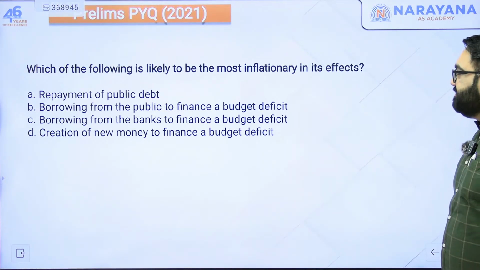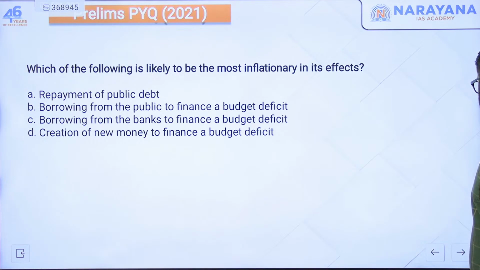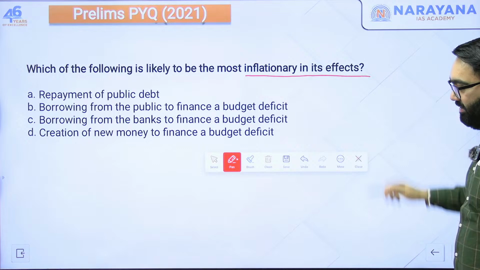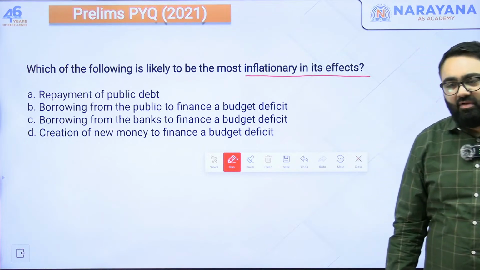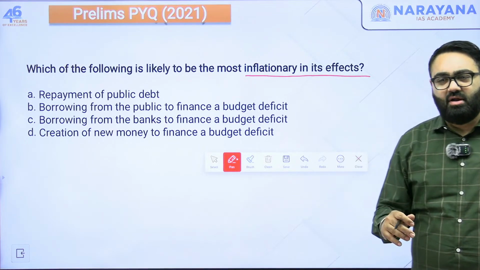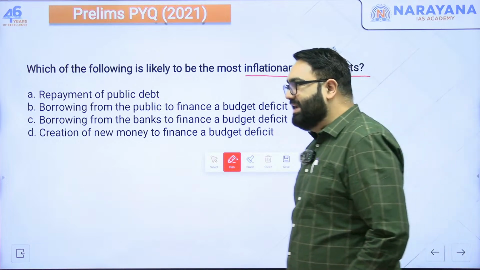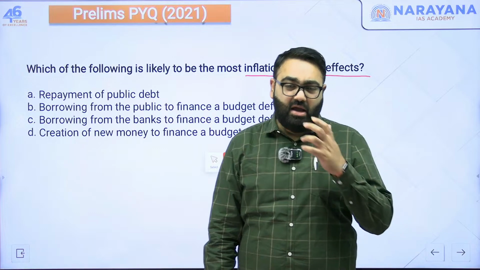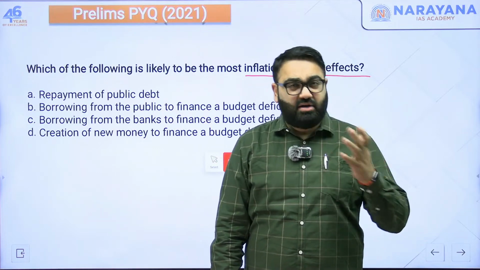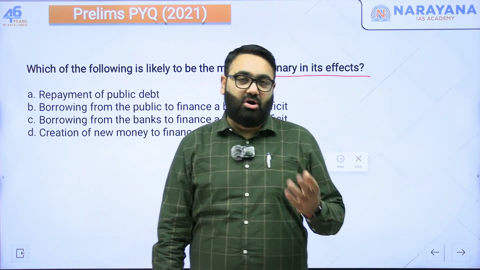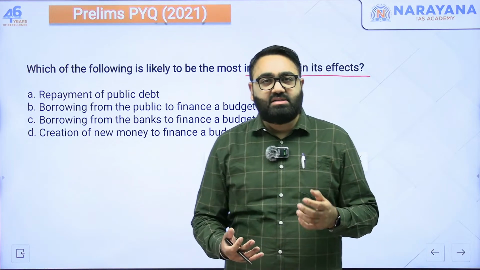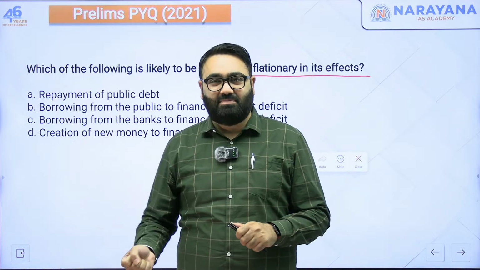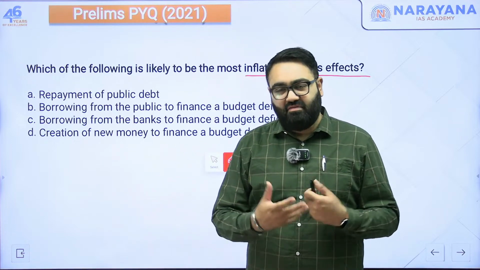Alright, so the question is, which of the following is likely to be the most inflationary in its effect? Now, I really hope that you have learned your basic economics about inflation. So, inflation simply means rise in the general commodities, the price of general commodities are increasing, not just one or two, but when generally commodities increase their price, that is called as inflation. There are various reasons why inflation occurs. For example, when there is excess money supply in the market, that is when inflation occurs.